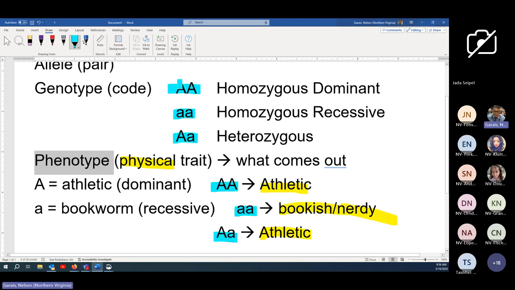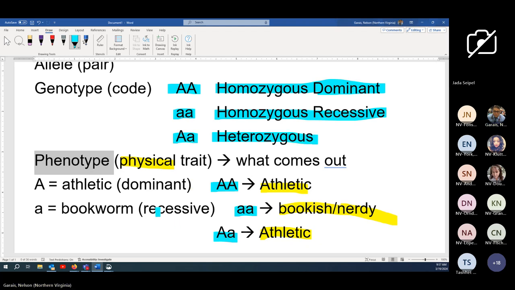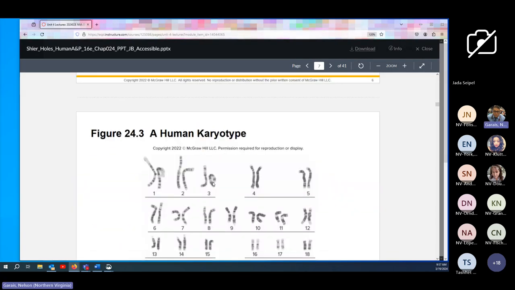Okay. So remember, genotype, you're going to think what? Code. Phenotype starts with a PH. Physical. What physically will come out. And that's what's in yellow, and what's in blue is the code. And the description of the code is what? Homozygous dominant, if they're both capital letters. Homozygous recessive, if they're both lowercase. And heterozygous, if there's one capital letter, one lowercase letter. Okay. All right. So that's what that is.